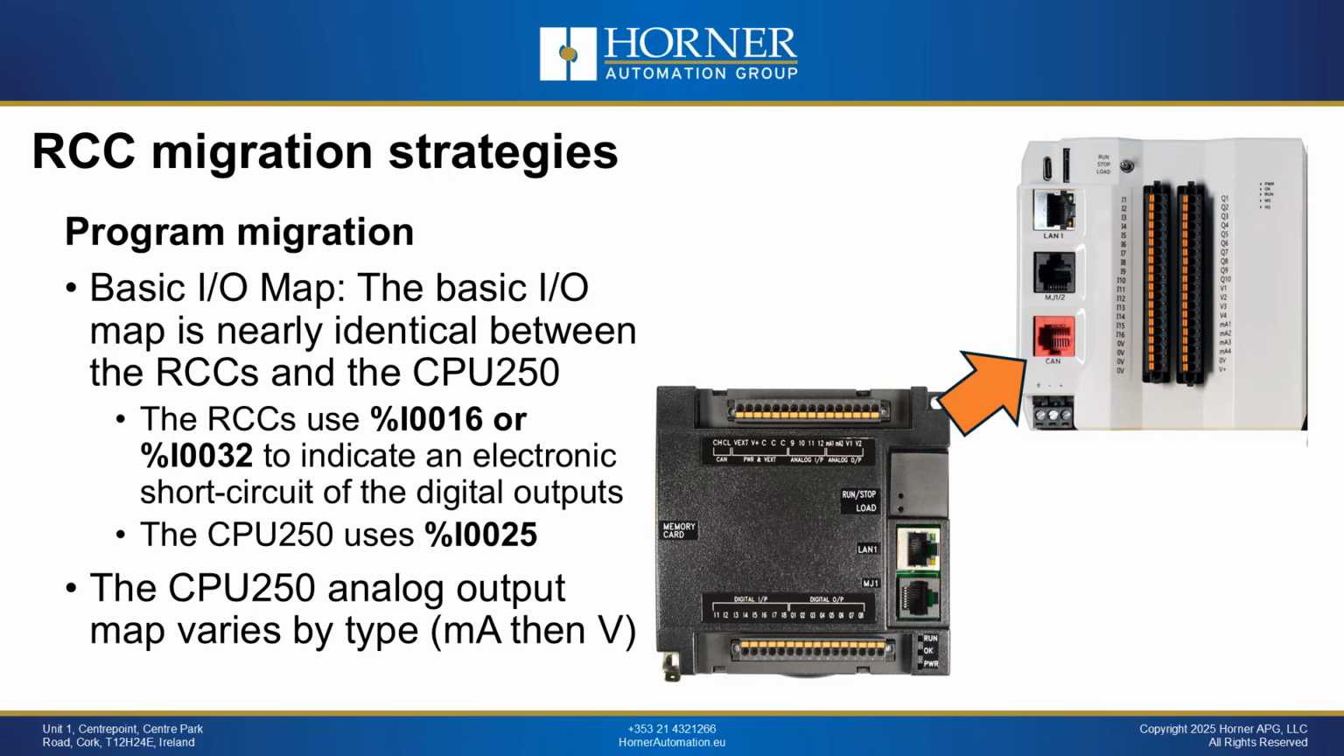Well, in the case of the RCCs, that indication of a short circuit comes on typically with %I16. Although if you are using one of the RCC 6512 models, then the indication for short circuit is I32, but in either case, in the CPU250, the bit is I25. So if you are using that short circuit indication bit, you will have to remap that one.